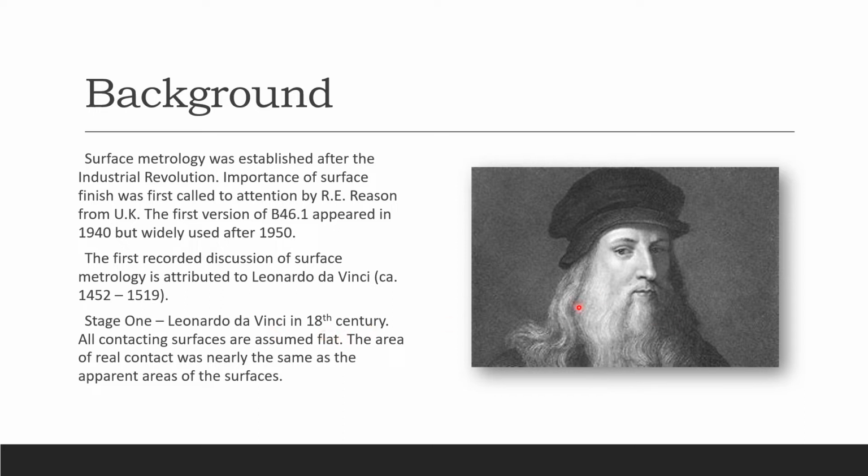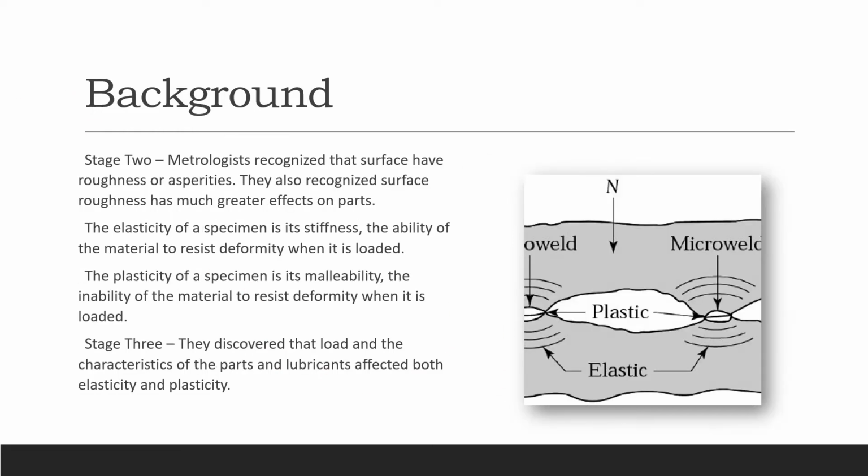In the 18th century, he started to study the surface. All contacting surfaces were assumed flat, and the area of real contact was nearly the same as the apparent area of the surfaces. That's what he found out at that time. In stage 2 of surface metrology history, metrologists came to recognize the surface roughness, or asperities. Asperities are nothing but the roughness of your surface.